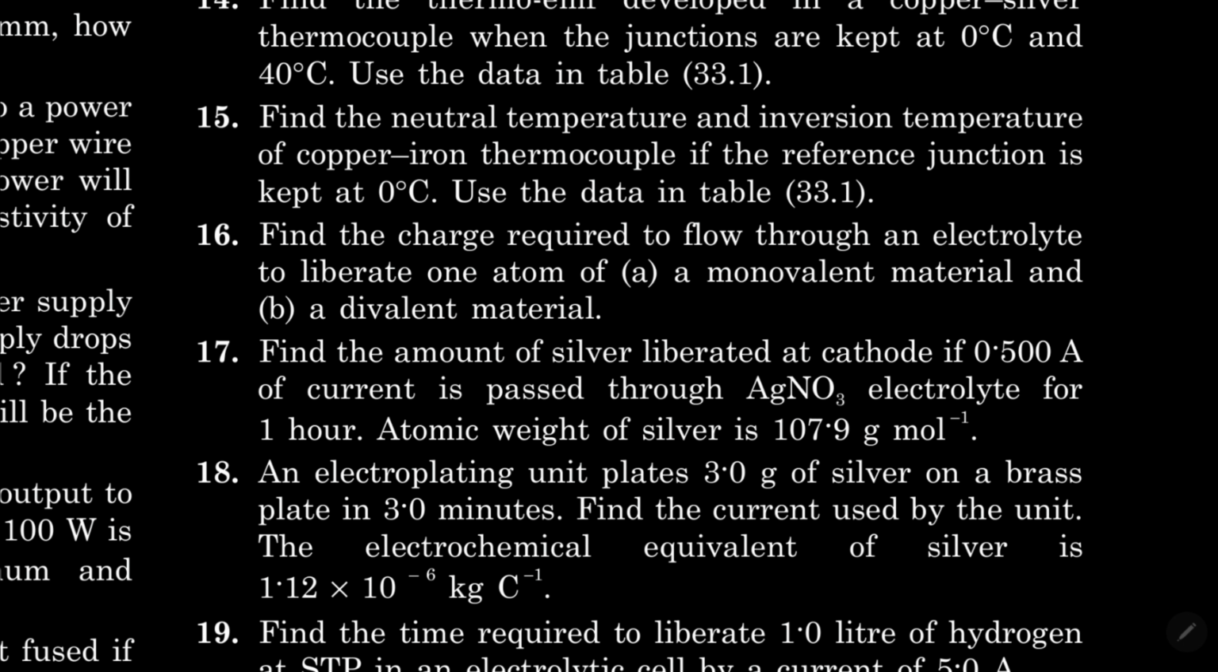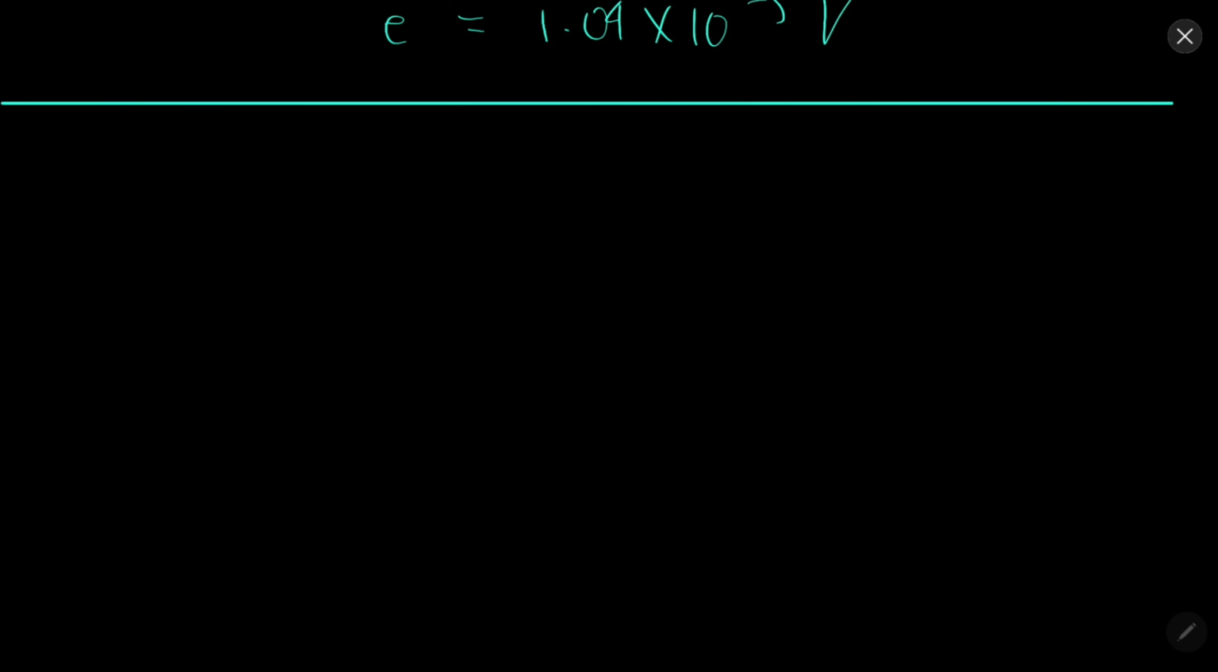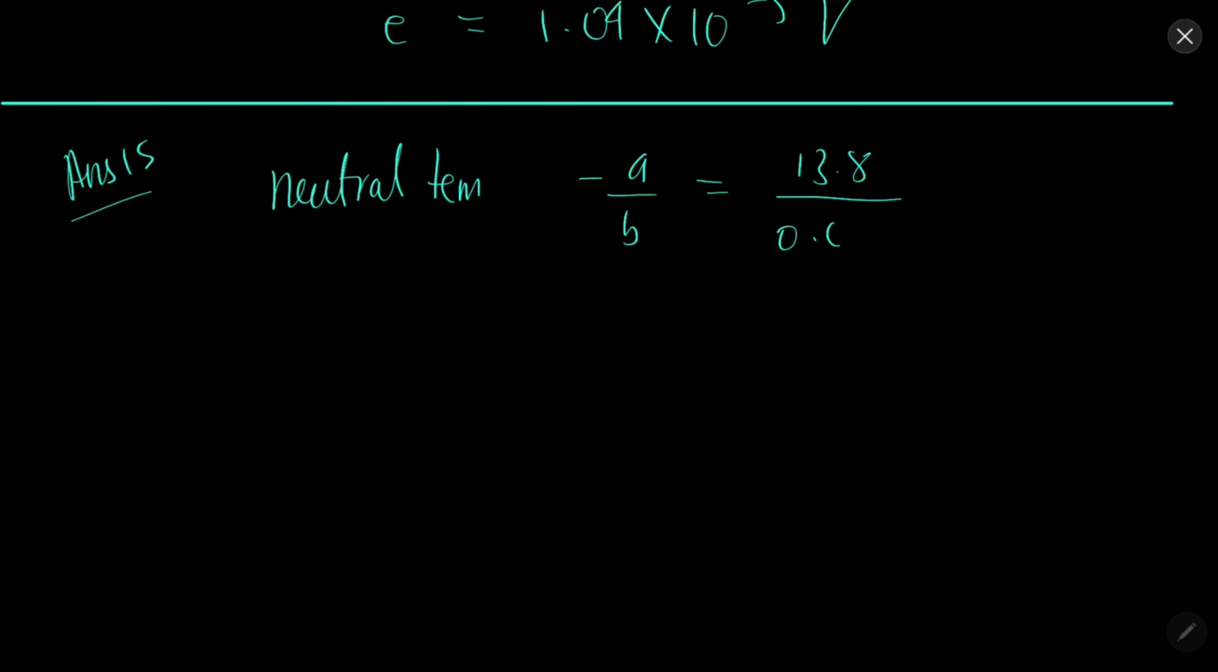In 15, find the neutral temperature and inversion temperature. Solution 15. So neutral temperature is minus A by B, 13.8 over 0.042, which will be 328.57 degrees Celsius.